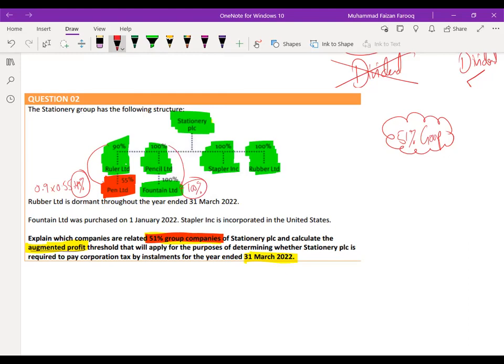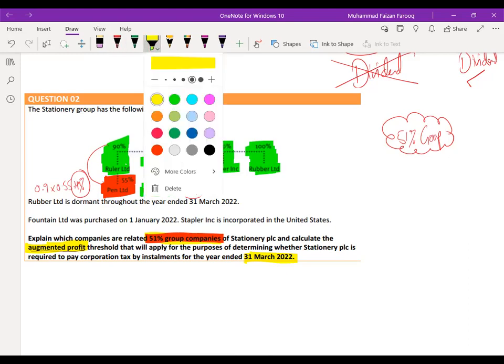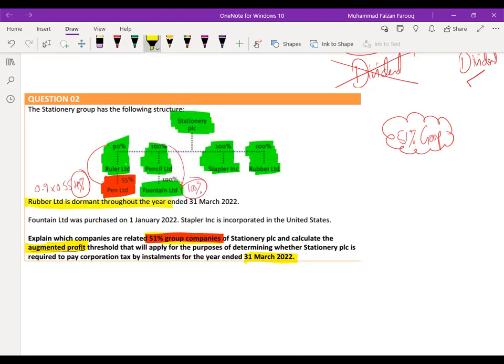Right. But we have some information here. This information, we didn't read it, right? We will read it. But before reading this 1.5 line, I need you to tell me any questions on what we did till now in question number 2, Stationery Limited.